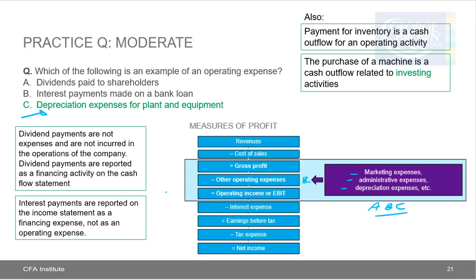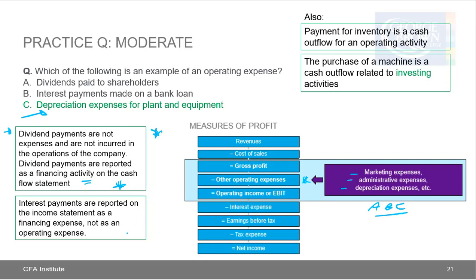Okay, so just very quickly though, I put in a couple of points here, and by the way, we're going to see a little bit more of this in the cash flow, so this is a bit of a preview. Anyhow, dividend payments are not expenses and are not incurred in the operations of the company. Dividend payments are reported as a financing activity on the cash flow statement. So we haven't looked at the cash flow statement, but we're going to see that dividend payments are recorded on the cash flow statement, and they're categorized as a financing activity.